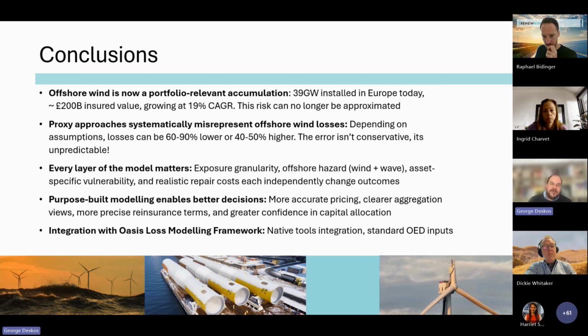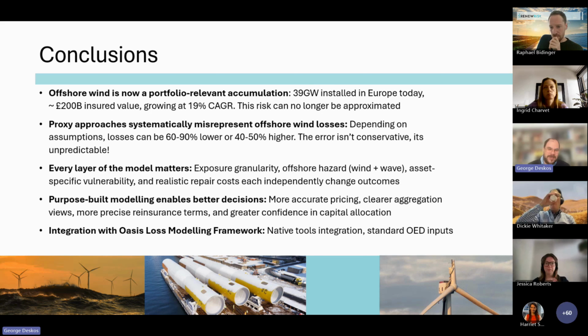And this is where what we call purpose-built modeling enables better decisions, because you can do more accurate pricing. There are clear aggregation views, and there is greater confidence in both the reinsurance terms and the capital allocation. And the final thing, and I want to leave everybody with this, is that this model is fully integrated with the Oasis loss modeling framework, and that's why we're here, hosted by Oasis to be doing this, because we're using all the native tools that Oasis offers, and we're using the same standard inputs and outputs, and that makes it easier.